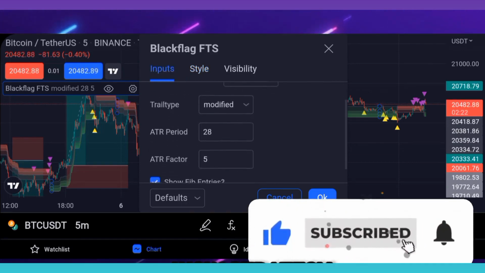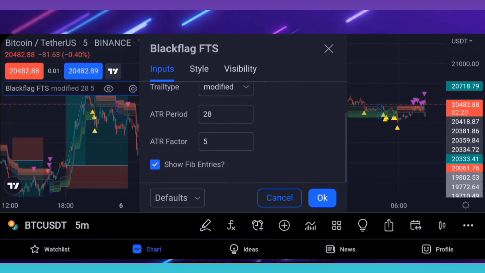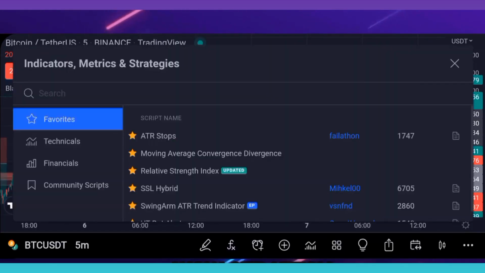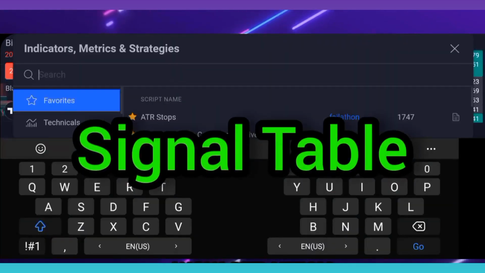Let's add this indicator to the chart. The name of this indicator is signal table.